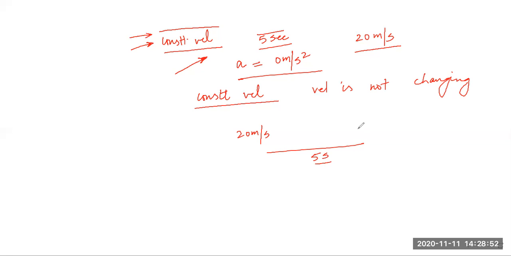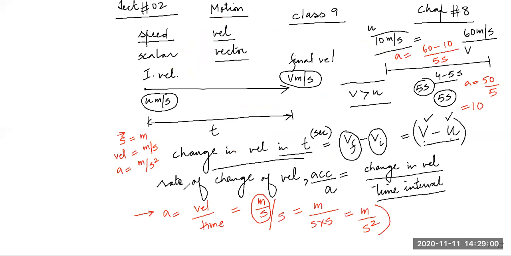Constant means same. It will be 20 meter per second. Now, as per the definition, just see. We have seen acceleration is rate of change of velocity, right? Acceleration is rate of change of velocity. That is change in velocity divided by time interval.